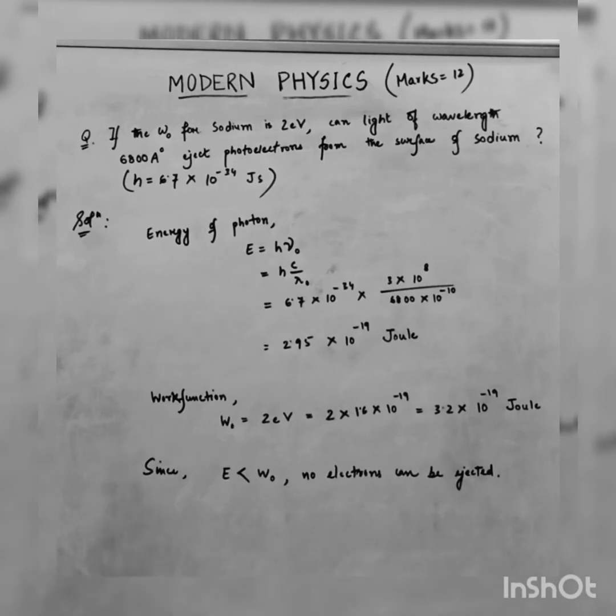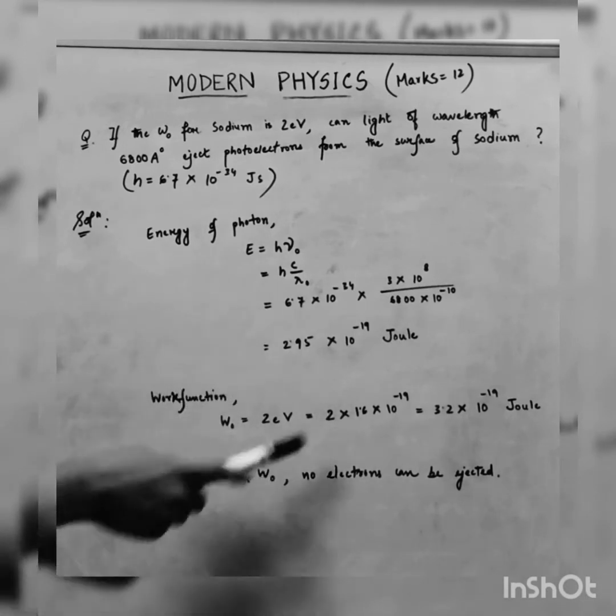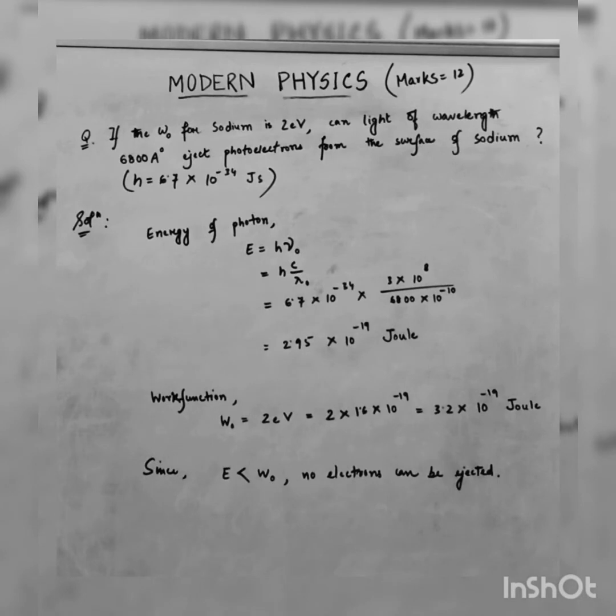So clearly the energy is less than the work function, right? If the incident energy is less than the work function of the metal, then it cannot eject electrons. That is, it cannot create the photoelectric emission. So you will write that there will be no ejection of any kind of electrons.